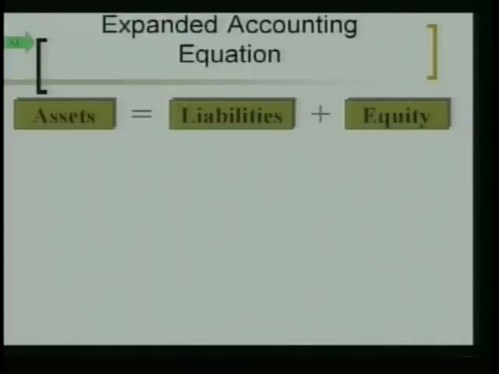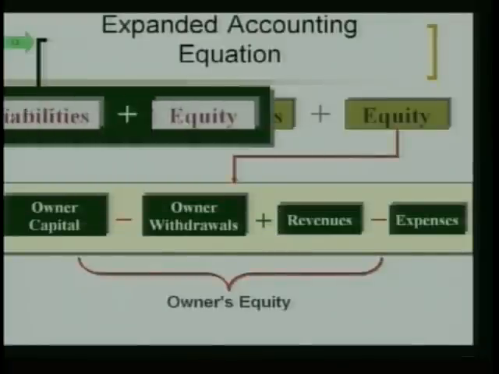So now what I want to do is go back to this accounting equation. Okay? Now there is the basic accounting equation, correct? Assets equals liabilities plus equity. Now from our quiz, the two things that caused equity to decrease were what? Withdrawals of assets by the owner out of the business and expenses, right? I want to expand this accounting equation and I want you to understand what we're doing here.